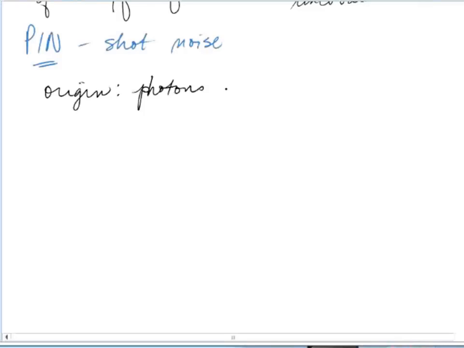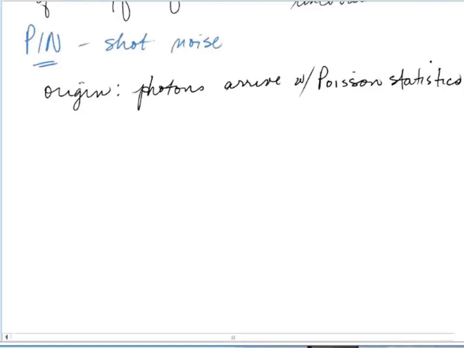Next topic is PIN, but this time shot noise. So I said that PIN creates thermal noise, but it also creates something called shot noise, which is actually a little more interesting than thermal noise. The shot noise has its origin in the fact that the photons arrive with Poisson statistics. And time allowing, I'll get into a little bit of the discussion of this origin on Thursday, although realistically I don't think I'll have much time.